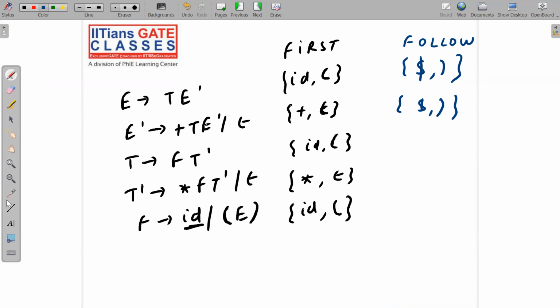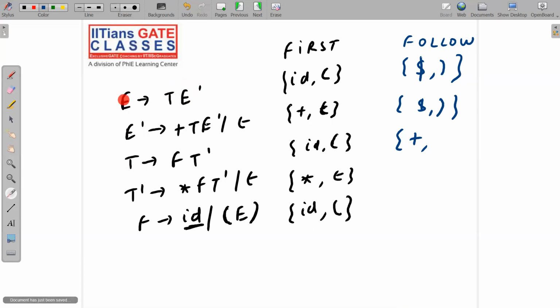Next is Follow of T. Try to find T anywhere. Here we find T, so Follow of T will be First of E dash, the remaining part. Now we need to find First of the remaining part. What is First of E dash? Plus as well as null. I will write plus. Should I write null? No, I have already told you null is never in the Follow of any non-terminal symbol. Null will never come. We are trying to find Follow of T, and Follow of T is First of E dash, and since E dash can go to null, when E dash goes to null, we will imagine nothing is present here.